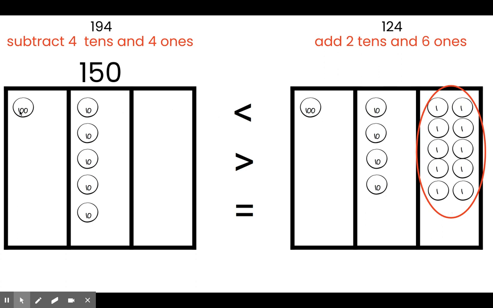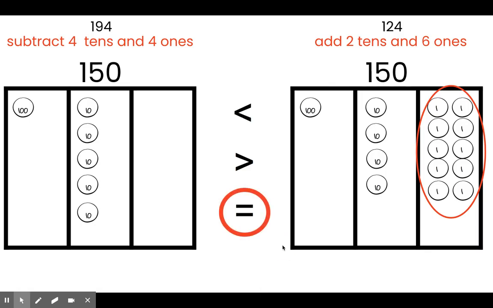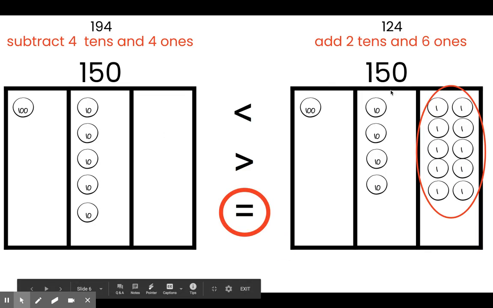That's the same as 100 and 5 groups of 10. That means this side also equals 150. Would we say 150 is less than 150? It's greater than or equal to. If you said equal, you're right. Both of these have the same value, and we would say equal to.